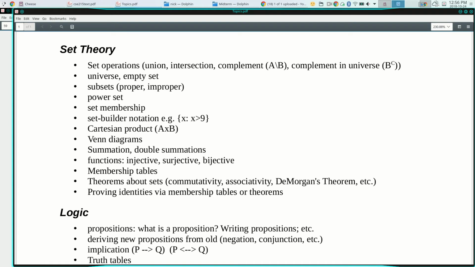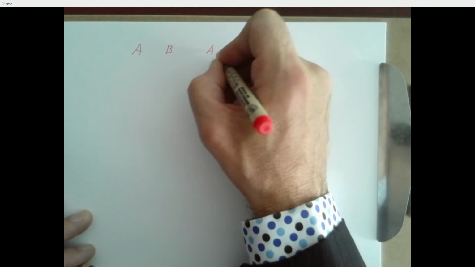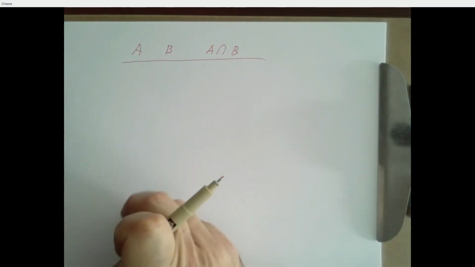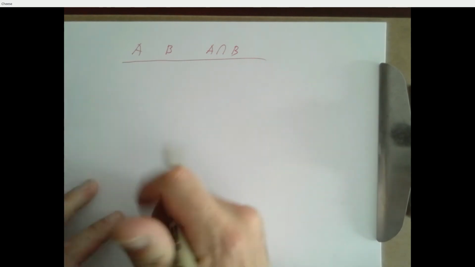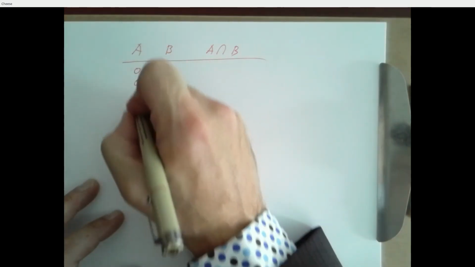Membership tables. So this was a way that we could explore various identities and properties of set operations by making something like a truth table, but where the columns corresponded to whether an element belonged to a set or didn't belong to a set. So here's a set A, here's a set B, A intersect B. So we can say, does a particular element belong to set A? And I can write a 0 if it does not. I can write a 1 if it does.